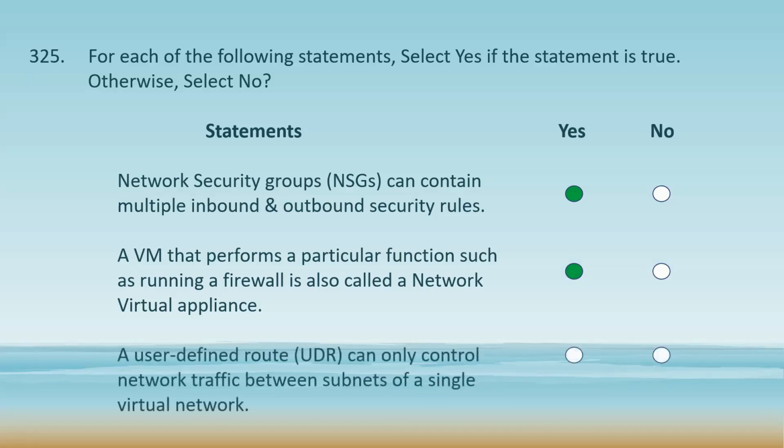Third statement is: a user-defined route, UDR, can only control network traffic between subnets of a single virtual network. This statement is incorrect. A user-defined route, UDR, in cloud computing refers to the ability of the user to define specific routes for network traffic within a virtual network. Contrary to the statement provided, a UDR is not limited to controlling network traffic between subnets of a single virtual network. Instead, it allows users to control traffic flows between subnets within the same virtual network as well as between virtual networks.